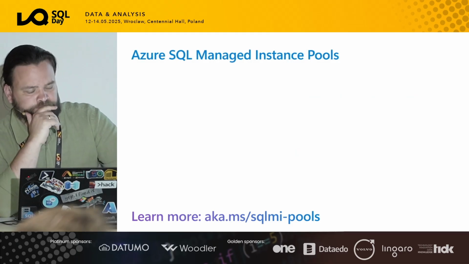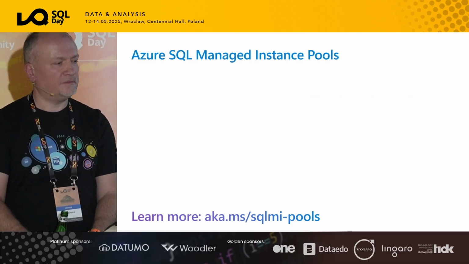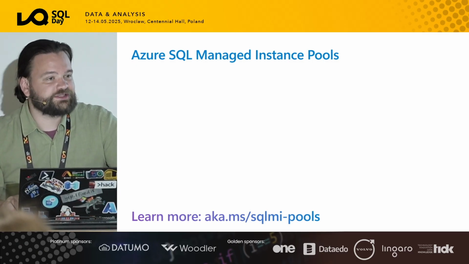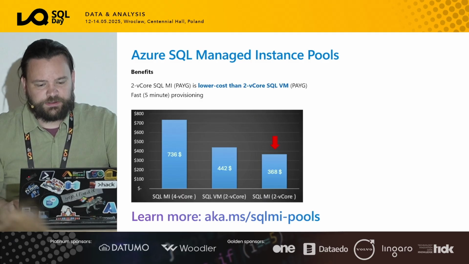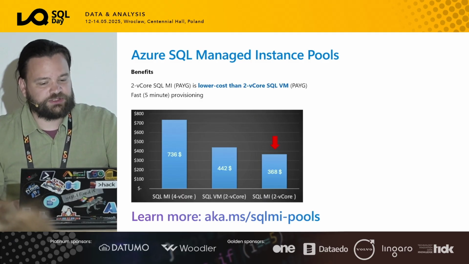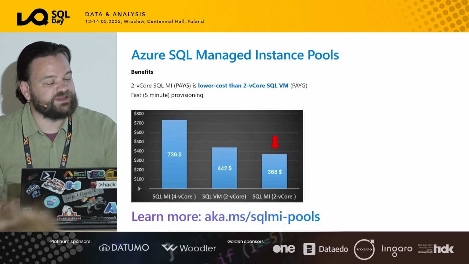Can I put a managed instance in and out of a pool? Yes, if you have instances that are singletons, you can move them into an instance pool, and then you can scale them down to 2 vCores. One maybe not so obvious benefit: a 2 vCore SQL MI instance pool is cheaper than 2 vCore SQL VM.